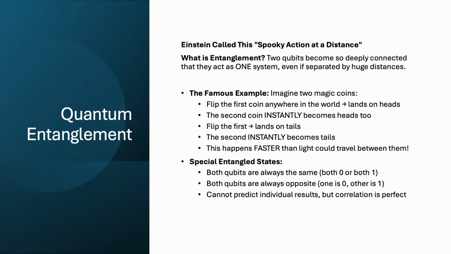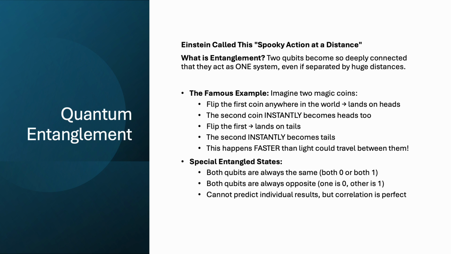Now we arrive at what might be the most bizarre and fascinating phenomenon in all of quantum physics, that is entanglement. When two qubits become entangled, they form a single quantum system that can't be described by looking at each qubit separately. They become so deeply connected that measuring one qubit instantly affects the other, no matter how far apart they are. This phenomenon bothered Einstein so much that he spent years trying to prove it couldn't be real, calling it spooky action at a distance.